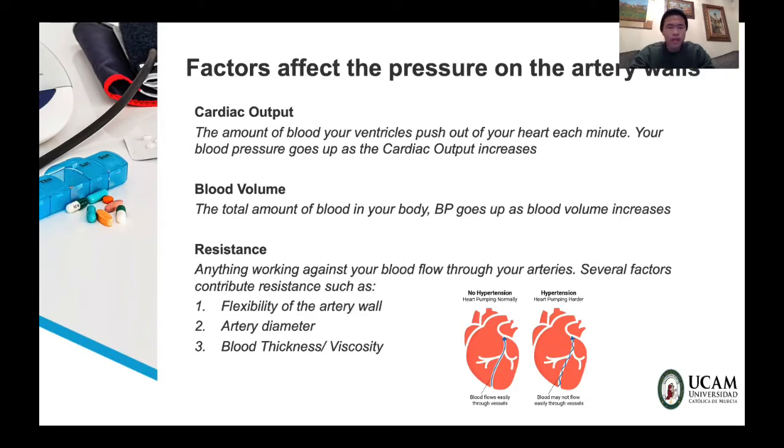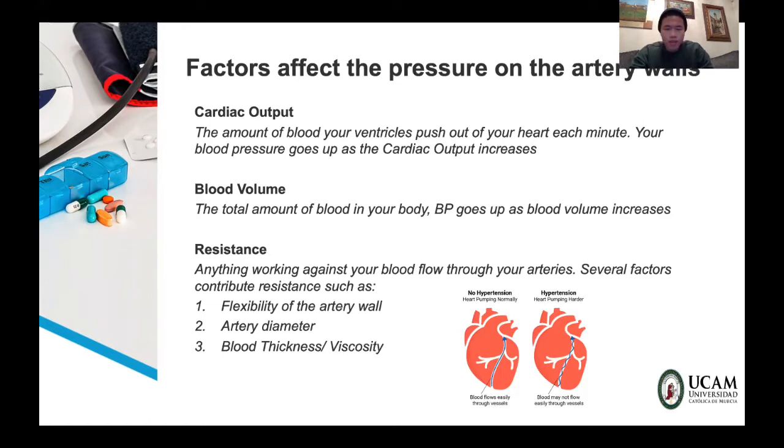And the third one, we have the resistance. Okay, so what is resistance actually? Resistance is anything working against your blood flow through your arteries, and there are several factors that contribute to resistance, such as the flexibility of the artery walls, the diameter of your artery, and also blood viscosity, or your blood thickness. Okay, so first we're going to talk about the flexibility of the artery walls, and why it is considered as one of the factors that contribute to the resistance.